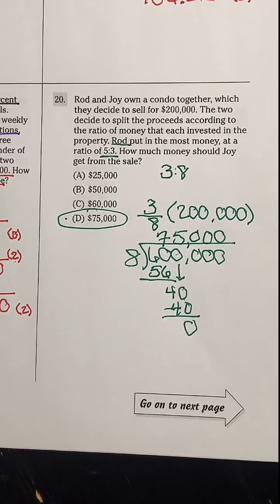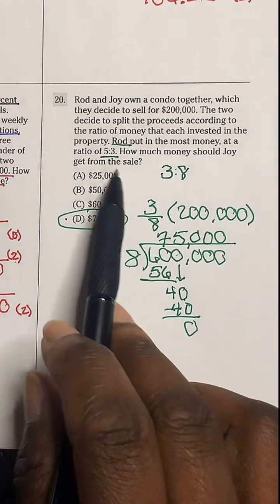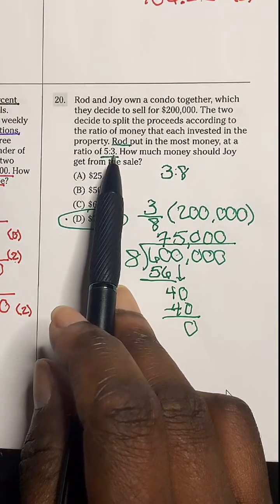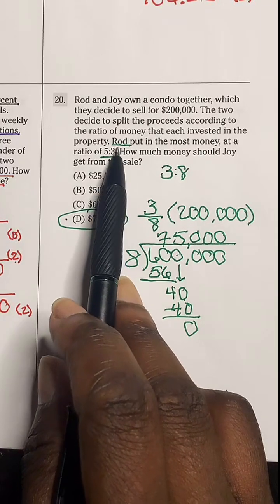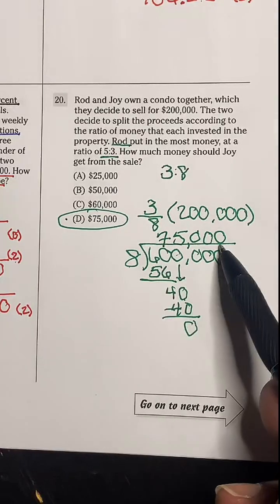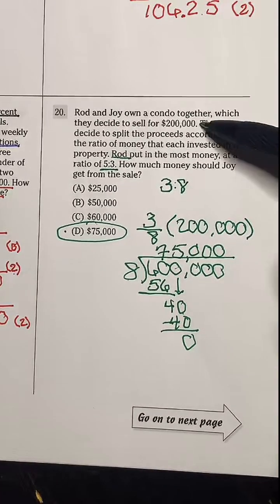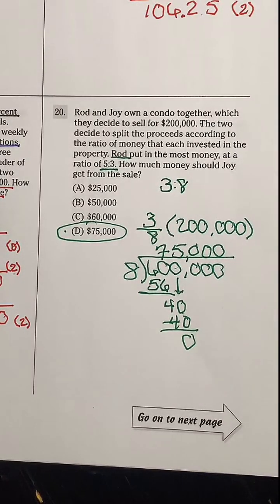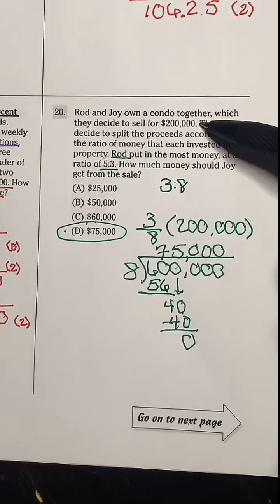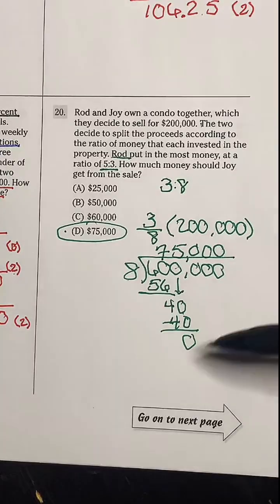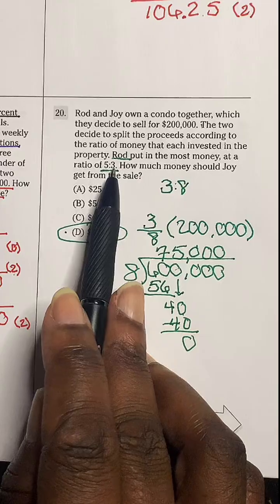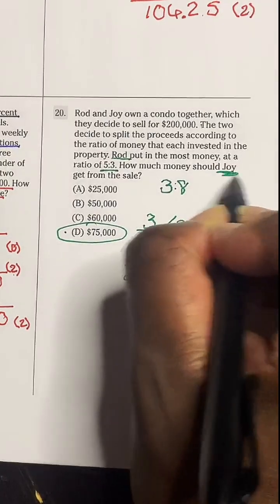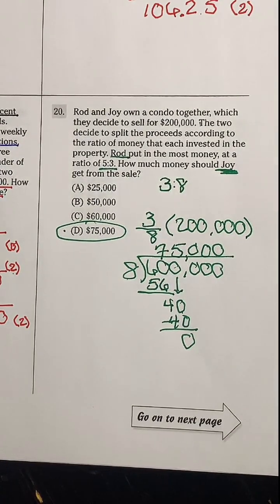All right. Okay. So if we take a look, Rod put in the most money, and the ratio for Rod was 5 to 3. If I wanted to know exactly how much Rod is going to get, obviously if I know how much Joy is going to get, I would subtract it from the 200,000. Okay, so 5/8 would represent Rod, but we didn't want Rod. We wanted Joy. Joy and peace and understanding.